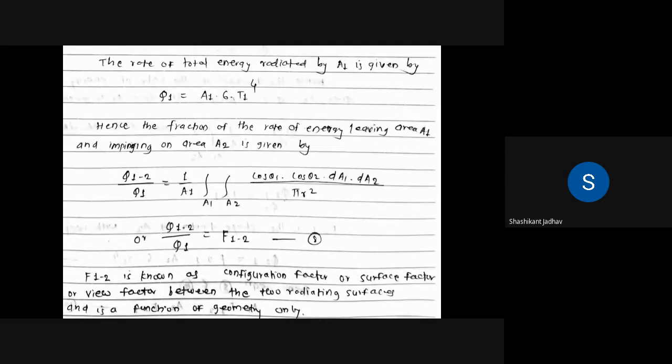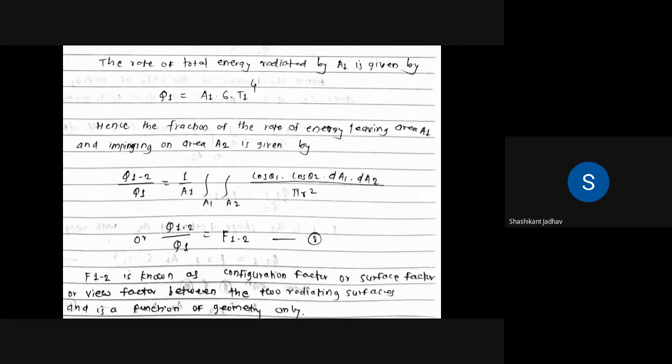Okay, so the rate of total energy radiated by A1 is given by, we know the Stefan Boltzmann law, which says EB is directly proportional to the fourth power of the temperature. That means the emissive power of a black body is directly proportional to the fourth power of the temperature. Right, so EB is equal to sigma T raised to 4. At that time, what is the unit of EB? That is watt per meter square. And if we multiply it by area, we get the rate of energy. So EB is equal to area into sigma into T raised to 4. That equation is nothing but the rate of energy transfer. And for just EB, sigma T raised to 4, the unit is watt per meter square.